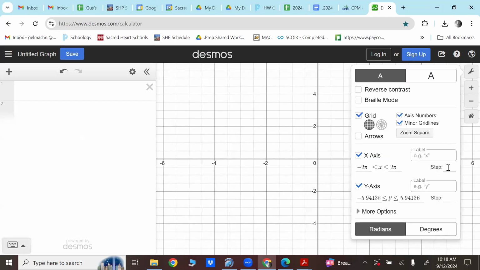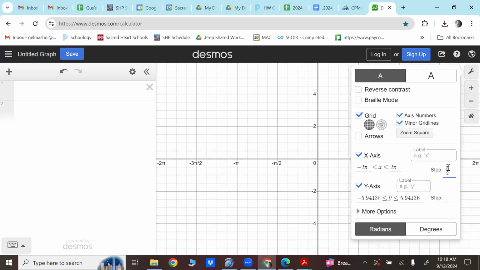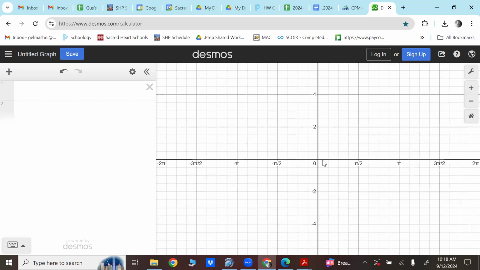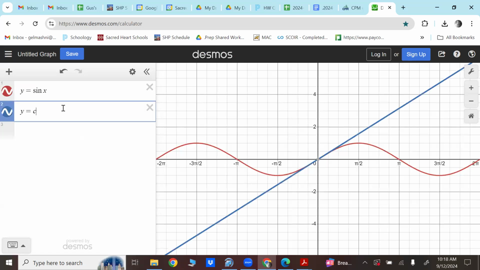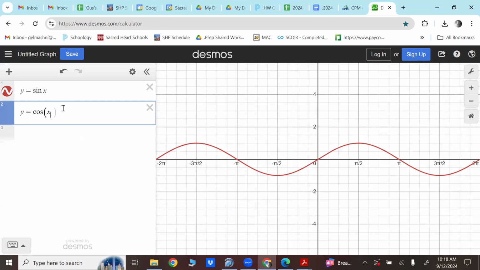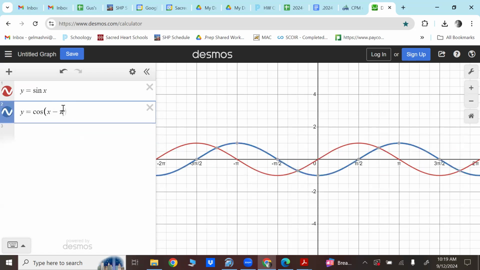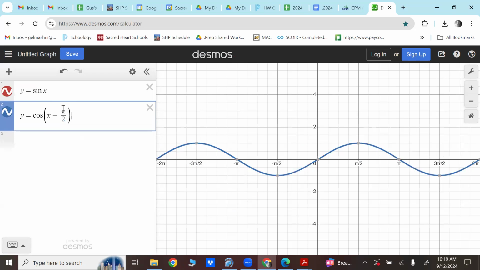Force the issue. Let's say I want them separate. How wide do you want each tick mark? Like maybe pi over 2 units? Yeah, let's do pi over 2. There we go. Done. So y equals sine x. Okay. So if I do y equals cosine of x minus pi over 2. Oh, yikes, sorry. I meant to put minus. My apologies. Pi. There we go. Notice it's the same exact thing, right?